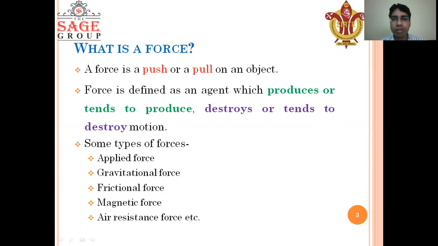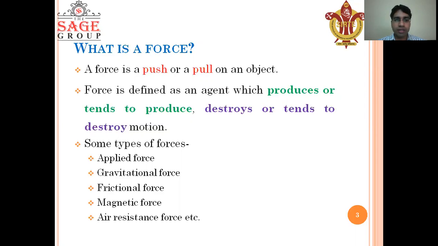So what do you mean by force? A force is a push or a pull on an object. Force is defined as an agent which produces or tends to produce, destroys or tends to destroy motion. Some kinds of forces are there.